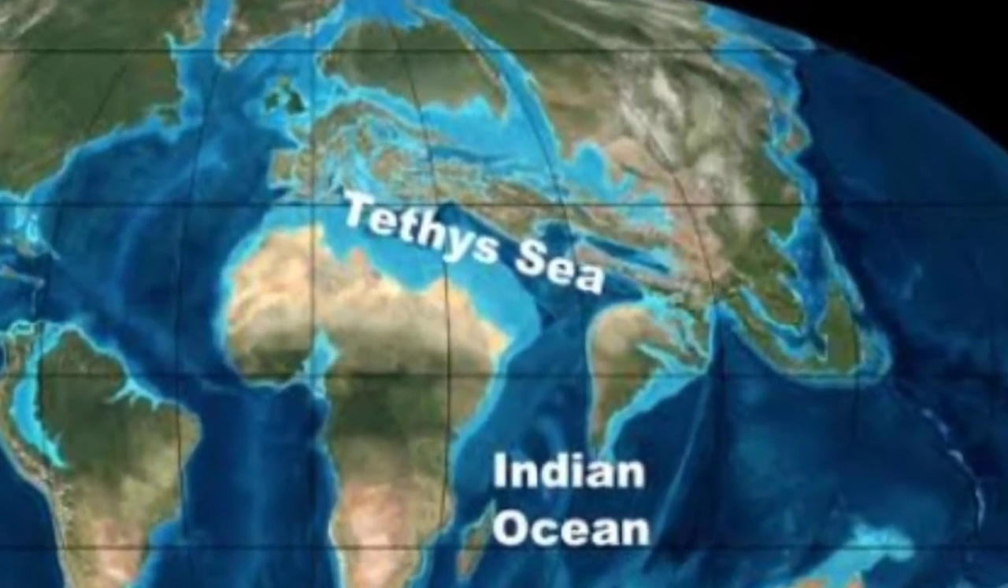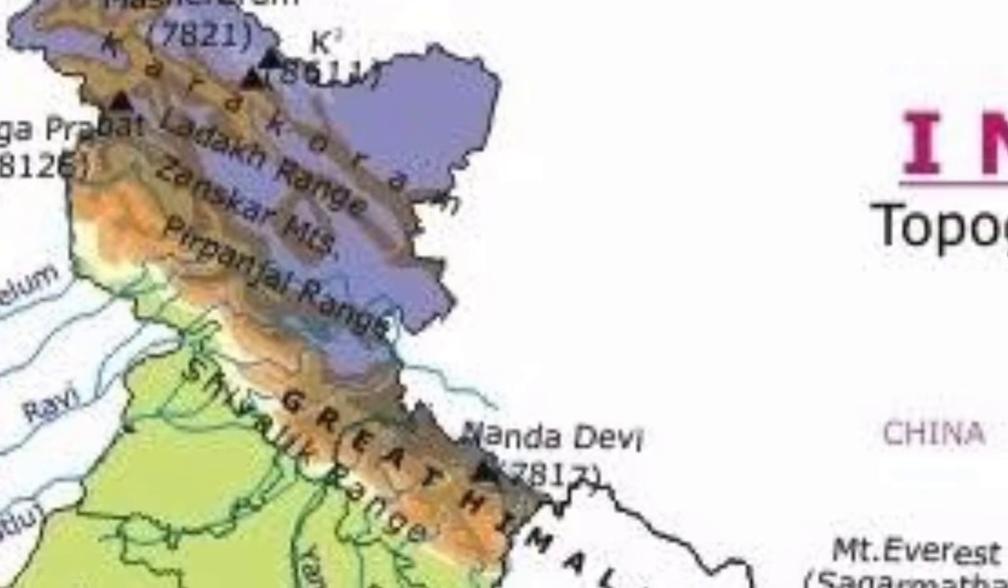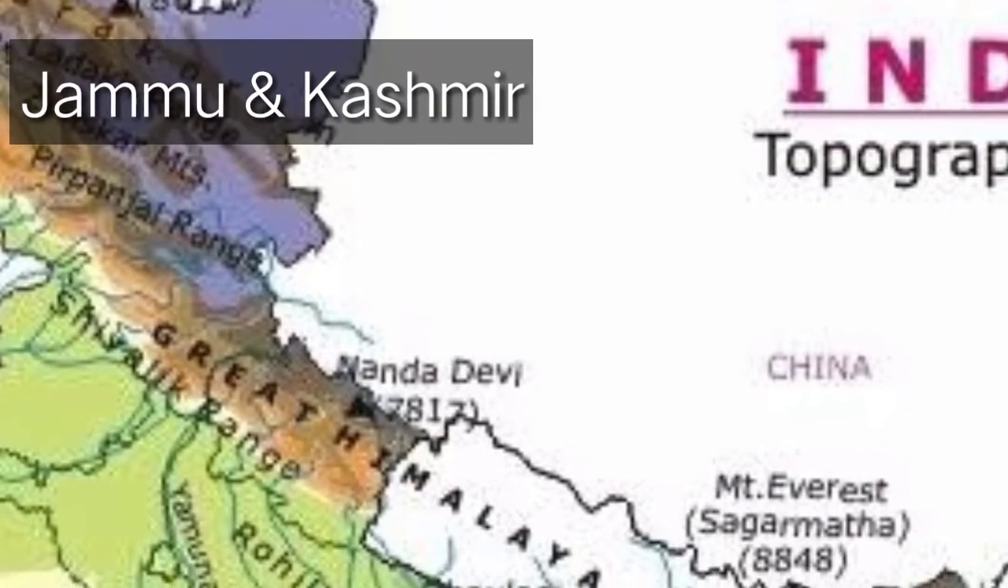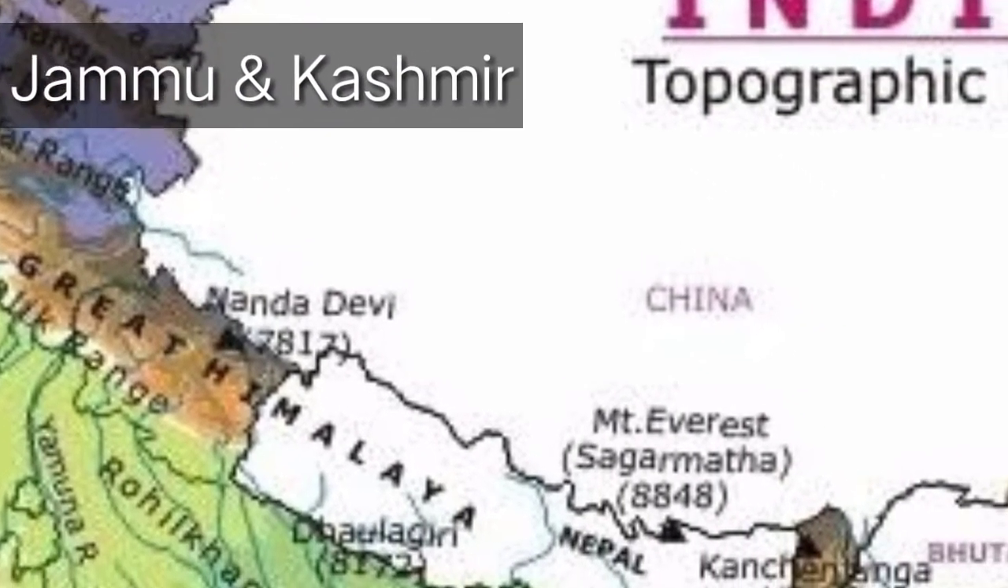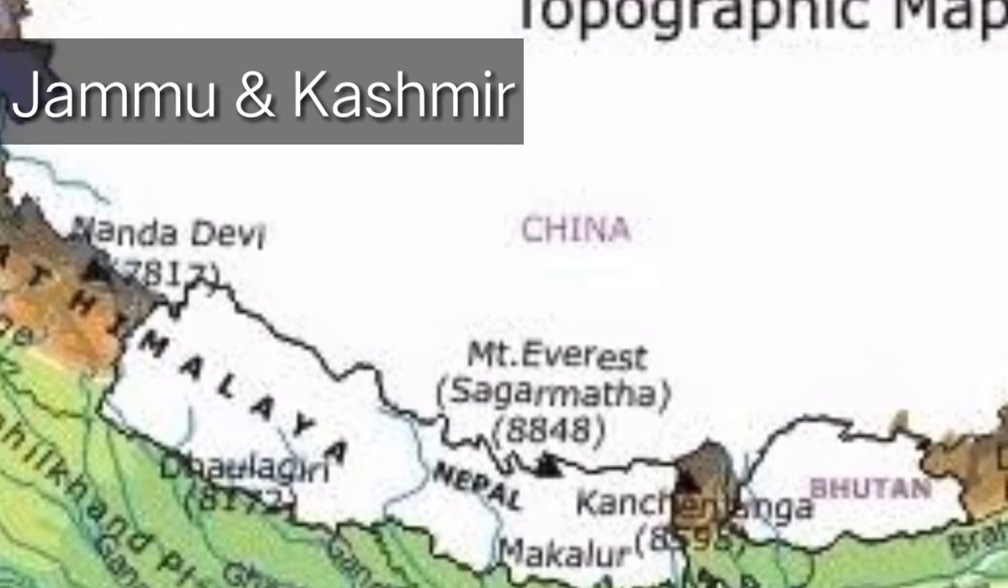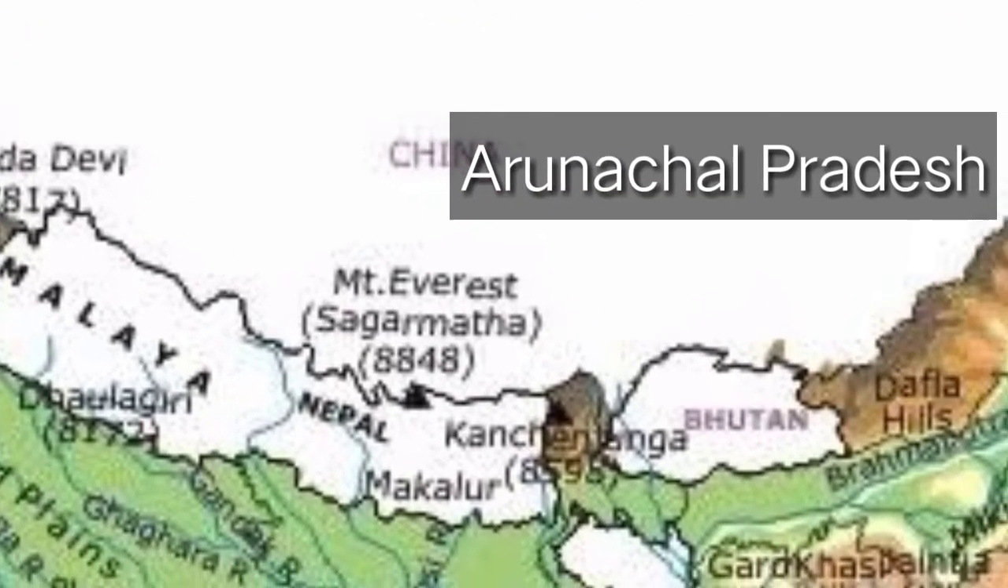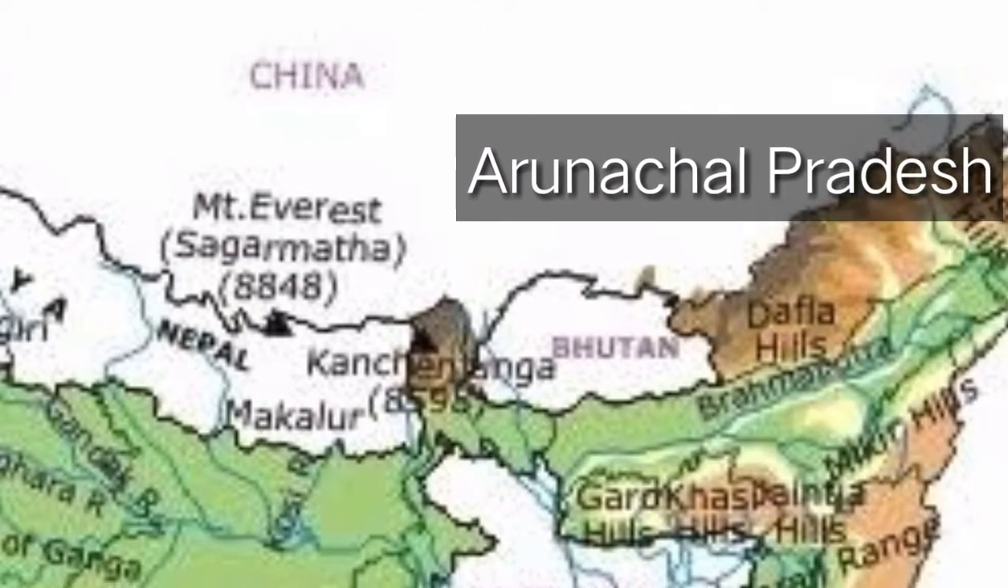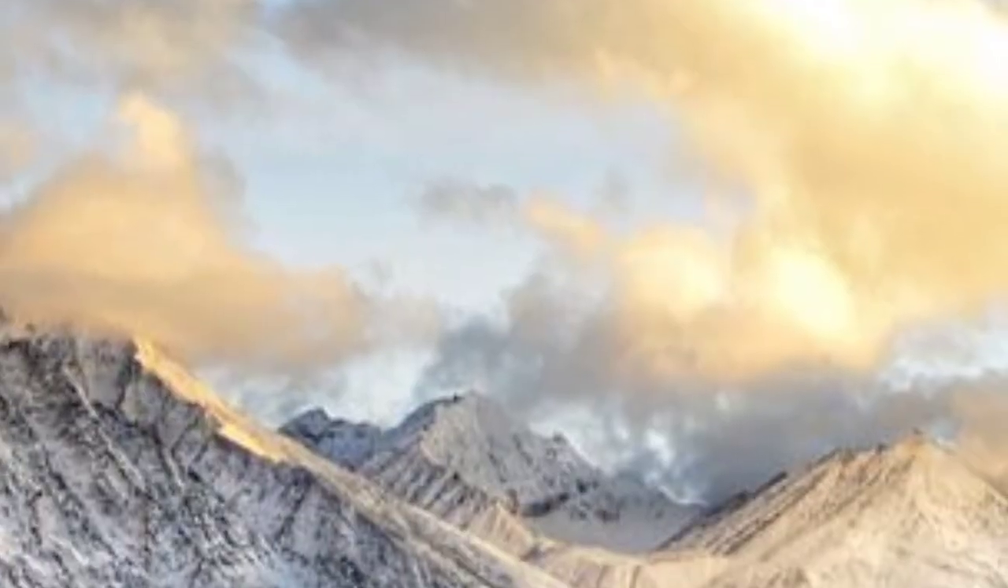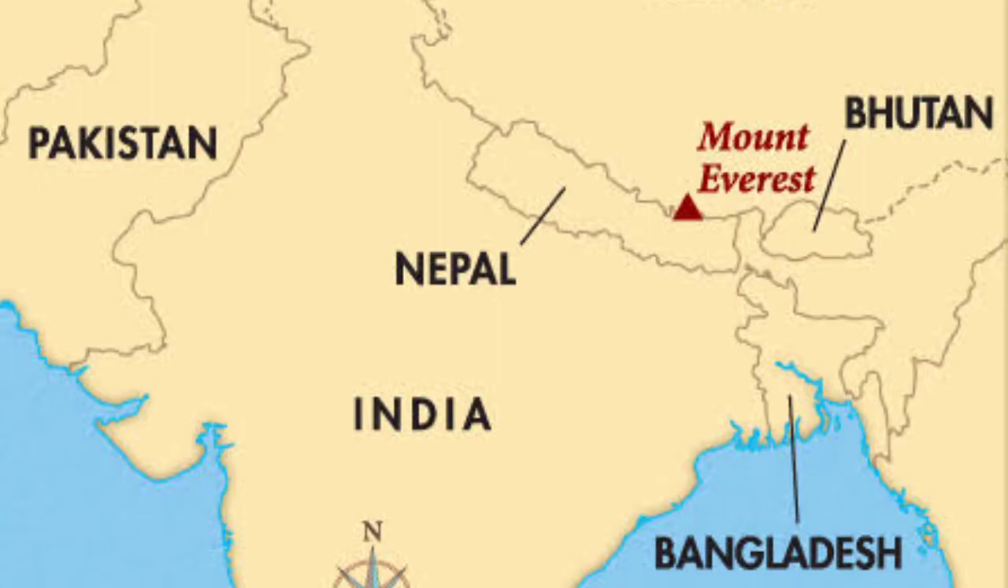Now let's talk about the Himalayas. The Himalayas stretch from Jammu and Kashmir to Arunachal Pradesh. Most peaks of the Himalaya mountains remain snow covered throughout the year. And do you know, children, Mount Everest in the Himalayas is the highest peak in the world, and it lies on the border between Nepal and China.